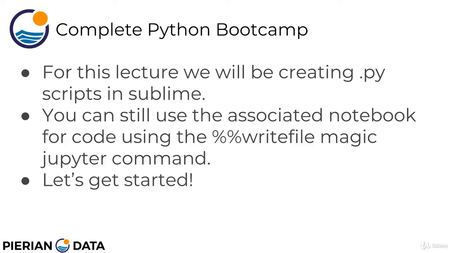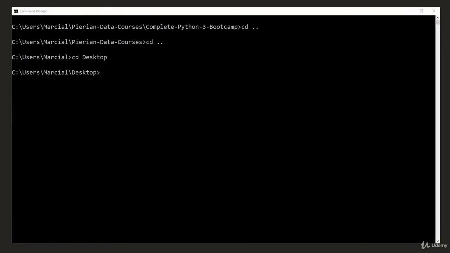For this lecture, we're going to be creating .py scripts in Sublime because that's a more realistic example of how you'll actually be using these programs. You can still use the associated notebook for code. It has a bunch of write file magic Jupyter commands to create the .py scripts. So if you're really intent on sticking with Jupyter, the Jupyter notebook does work for this lecture, but in the actual filming of this, we're going to use the text editor because it's a little more realistic. Okay, let's get started.